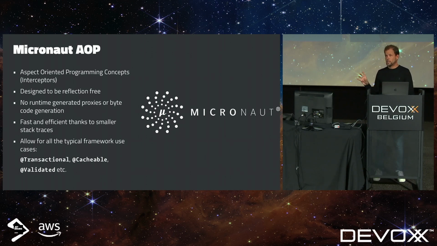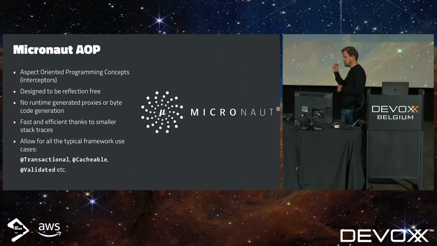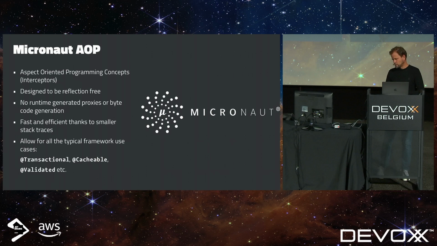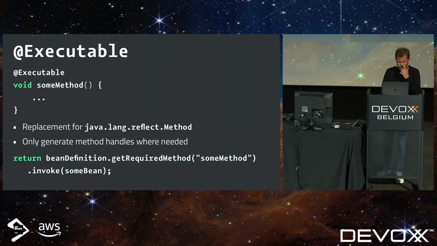And it allows for the typical use cases that you see frameworks featuring. Probably the most famous one is @Transactional, right? I have a method, I want to wrap it in transaction management. If an exception is thrown, I want to roll back the transaction. If no exception is thrown, I want to commit the transaction, right? But there are others, like @Cacheable, validation and so forth.